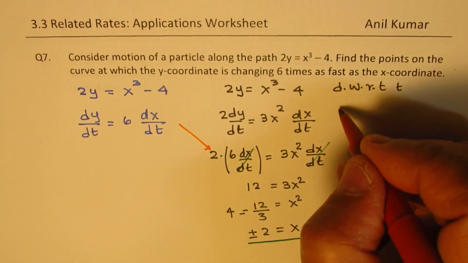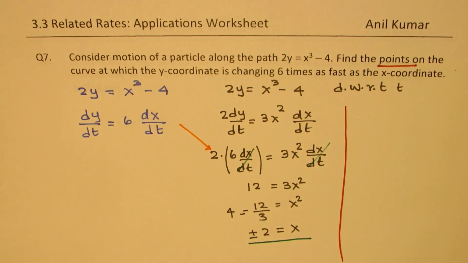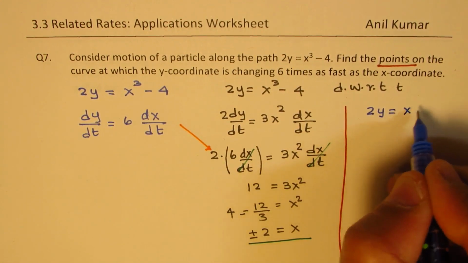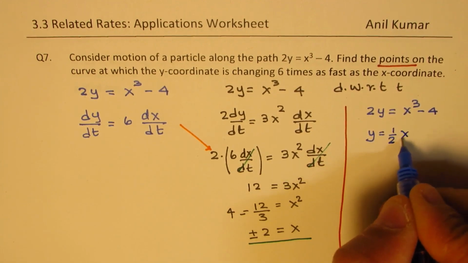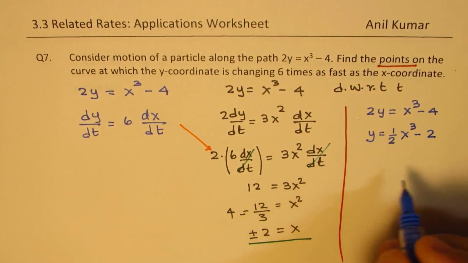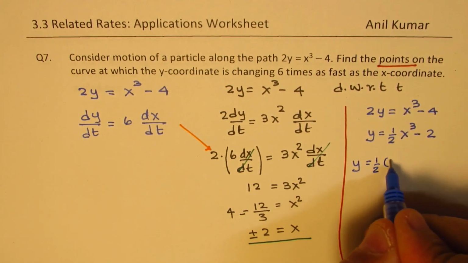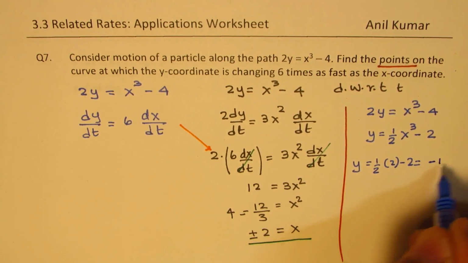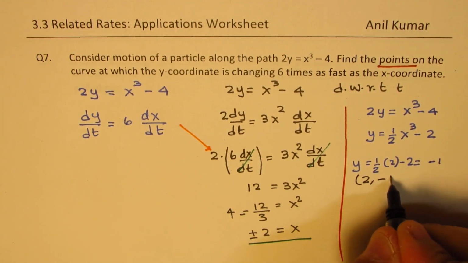Now we need to find the points, right? To find the points, we'll substitute the value of x in our equation. So we have the equation 2y equals x cubed minus 4. We have y equals half of x cubed minus 2. So if I substitute 2 here, we get y equals half of 2 cubed minus 2, which is minus 1. So that is one point. So we get a point which is for 2, it is minus 1.